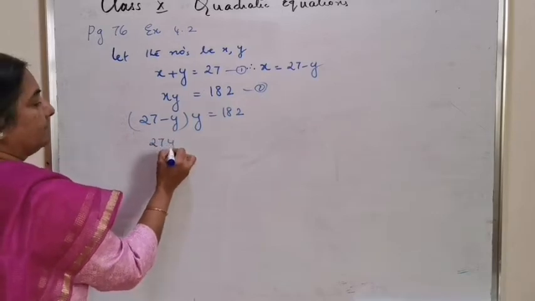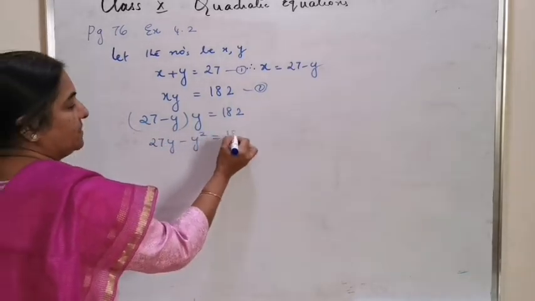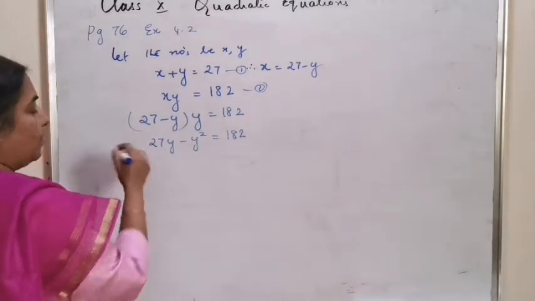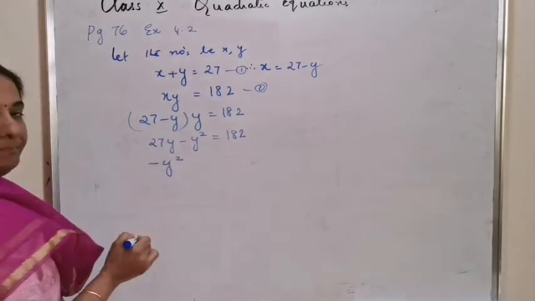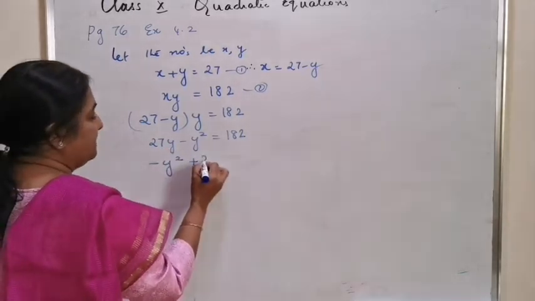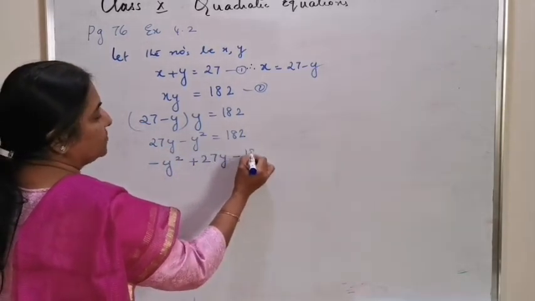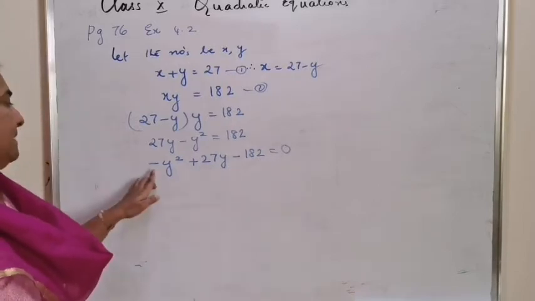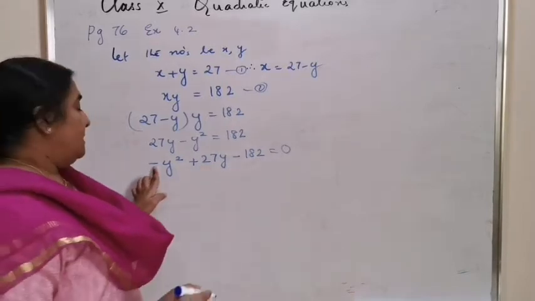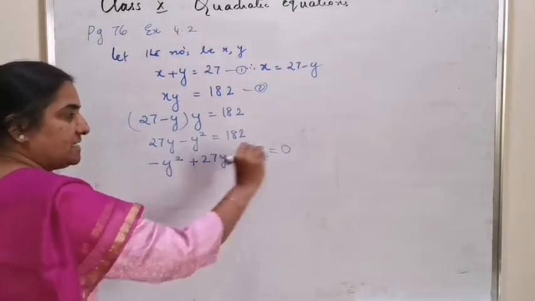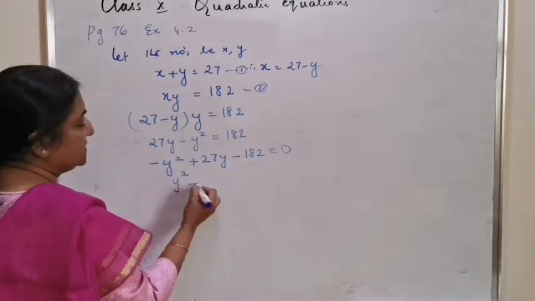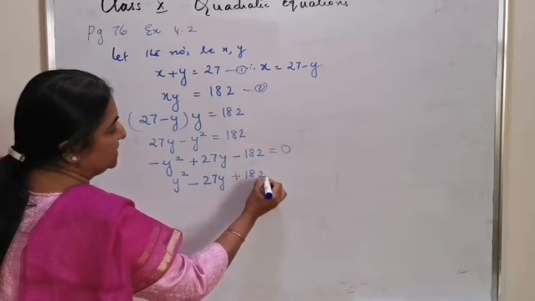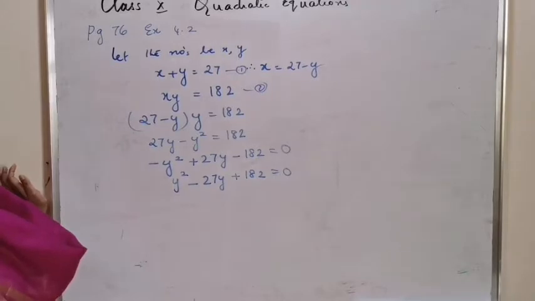27y minus y square is equal to 182. We are forming the general form: minus y square plus 27y minus 182 equal to 0. Always make sure that you work with the y square term positive. Change the sign of all the terms. The equation is y square minus 27y plus 182 is equal to 0.